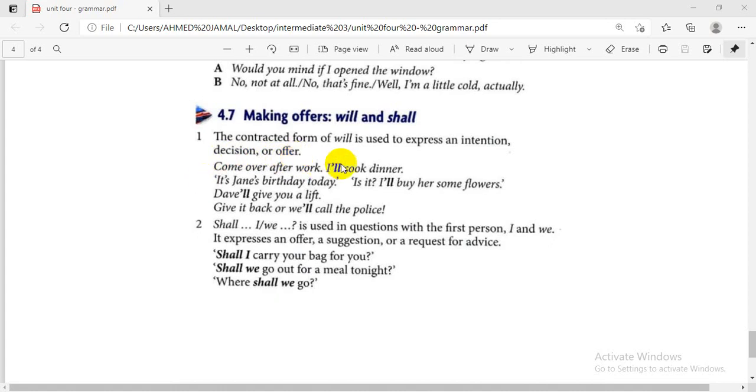Come over after work, I'll cook dinner. It's John's birthday today. Is it? We'll buy her some flowers. Dave will give you a lift. Give it back, or we will call the police.